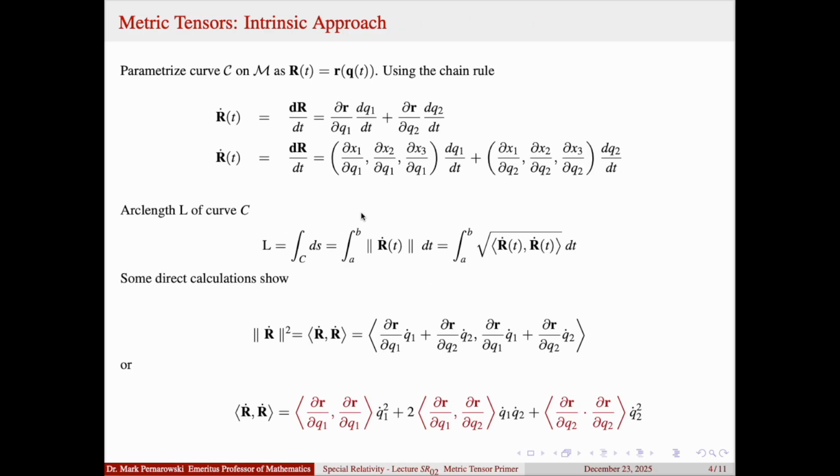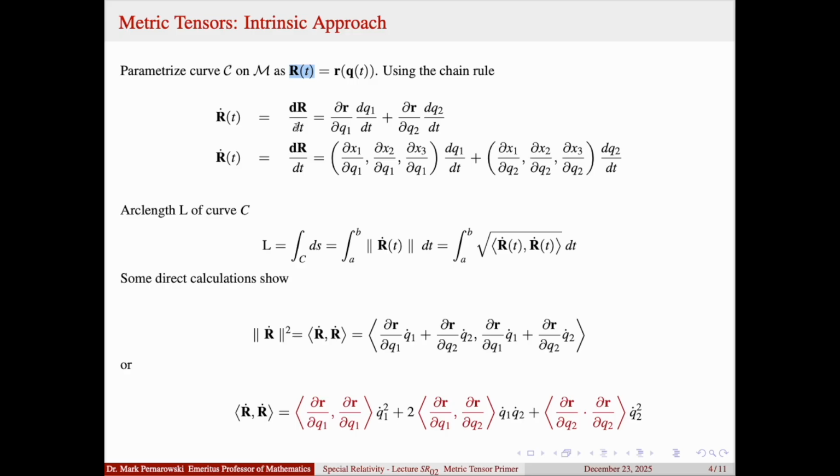So if you take now, let's say, an arbitrary curve C on the manifold, and it's got a parameterization in the following manner. What you do is you let the q's vary in t, and then out of that pair of q's you get a vector r, which is in R3, and that's a curve. I can take the derivative of that curve parameterized in t.